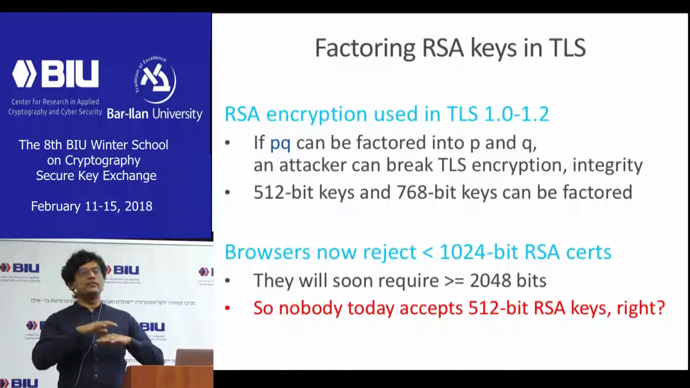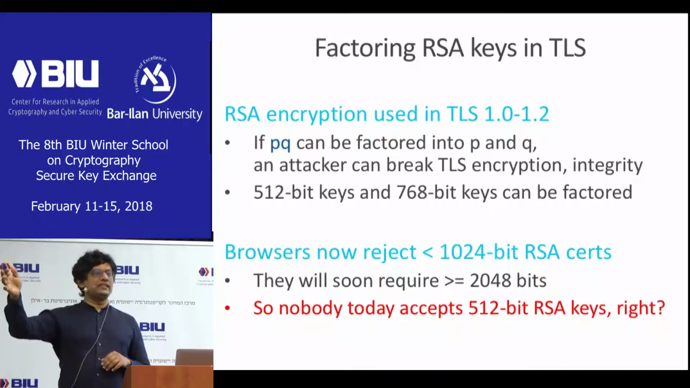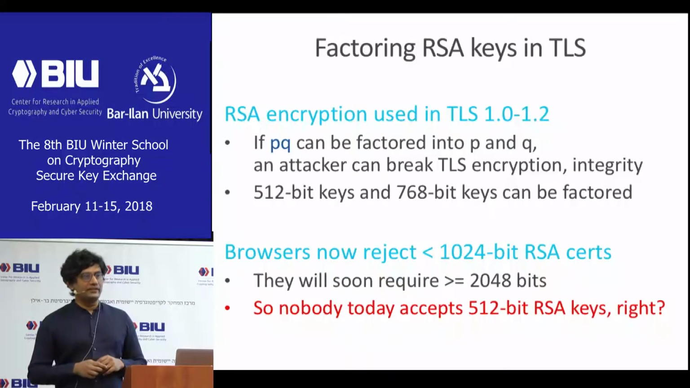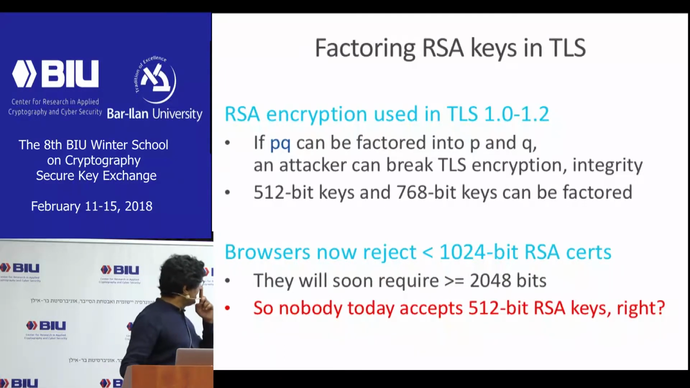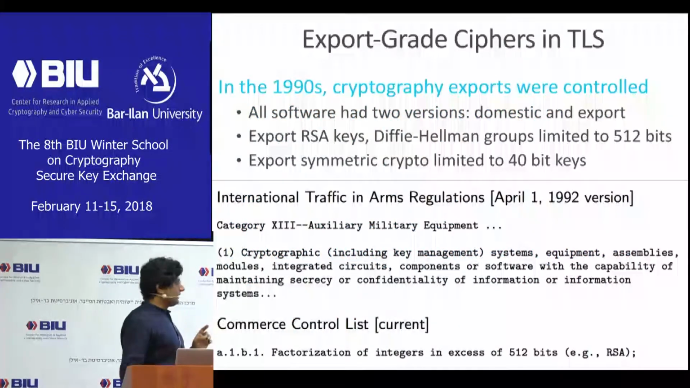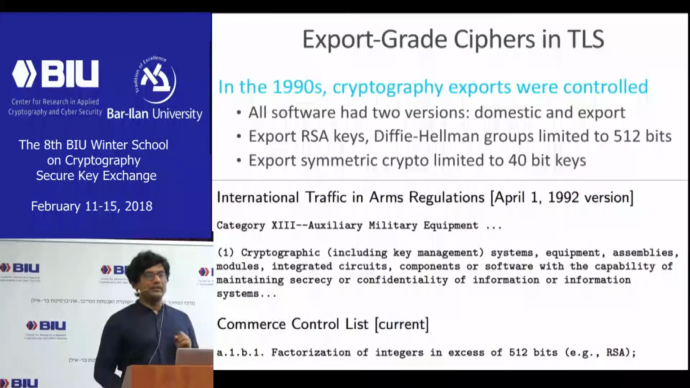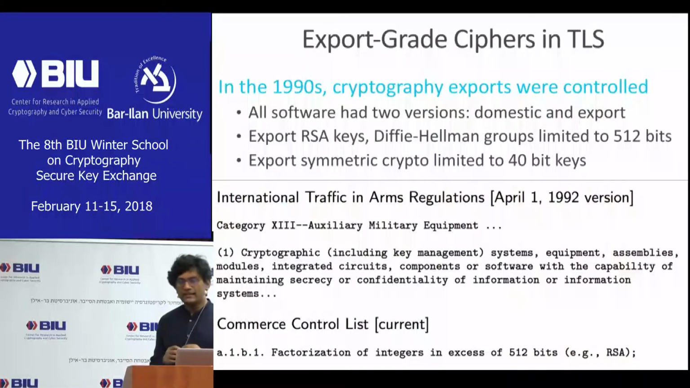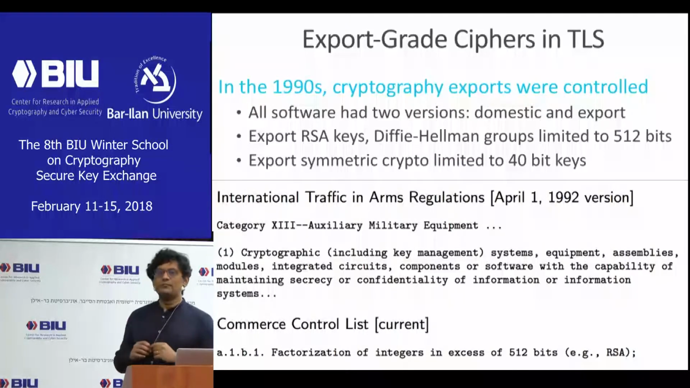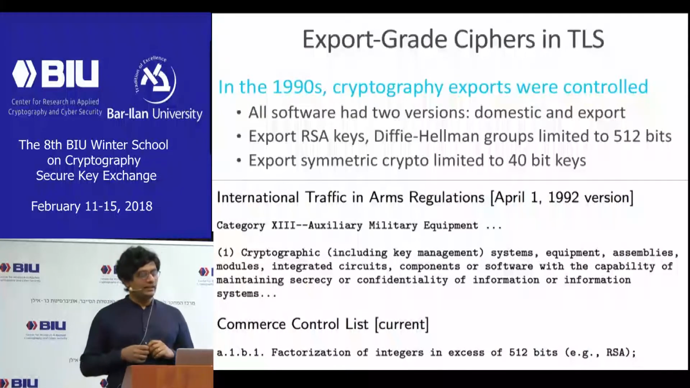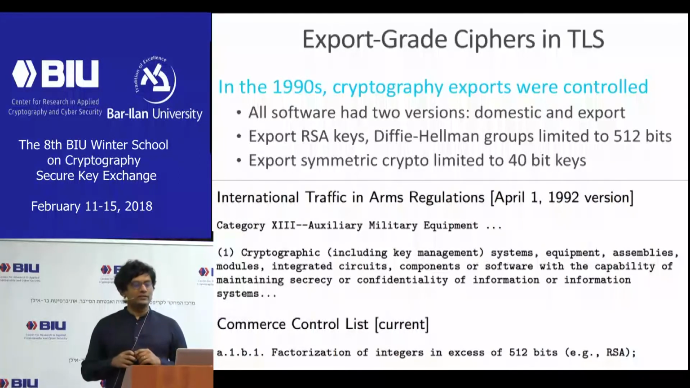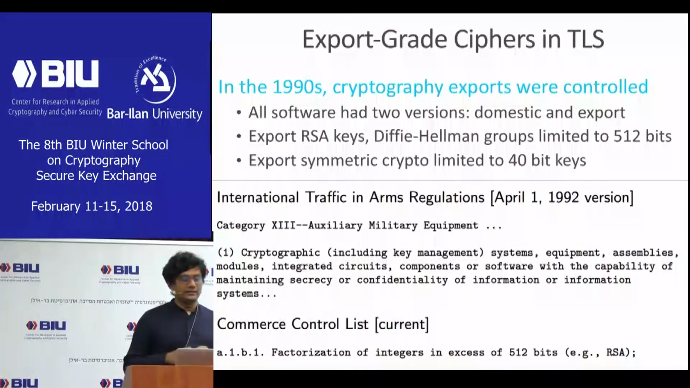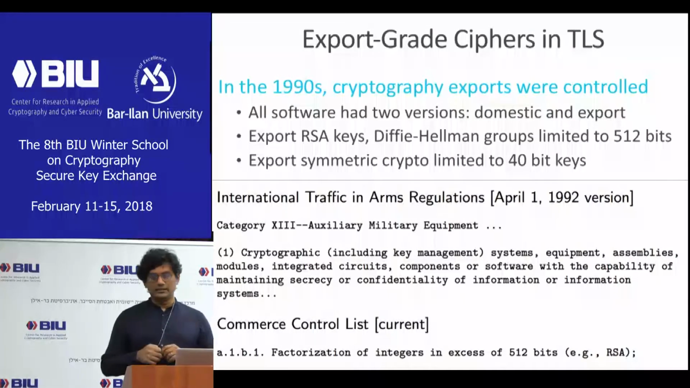Okay, so that's one of the reasons why if 1% of the internet continues to use 512-bit keys, they will continue to be supported in many of the existing browsers. So let's assume that because of this, at least 1024 still looks okay. So nobody should be using 512 bits for sure, right? But that's not the case because of a strange piece of history, which some of you might be aware of: in the 1990s, way before most of you in this room were born, I guess, there were these things called export-grade ciphers in TLS.